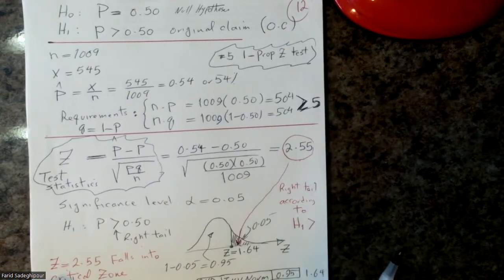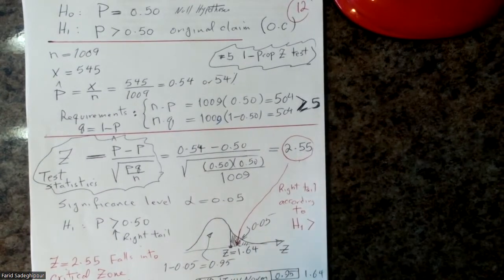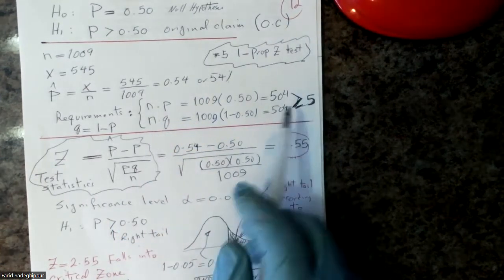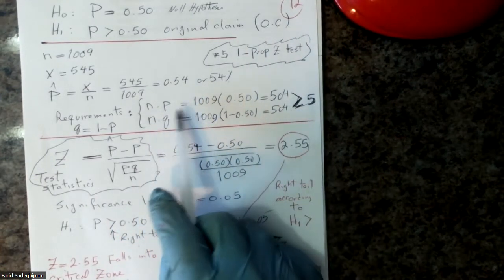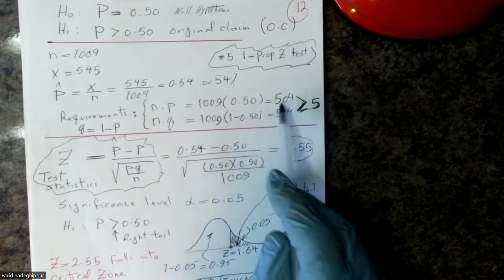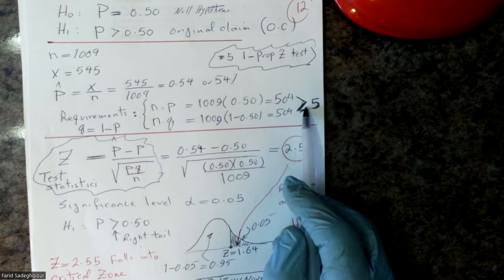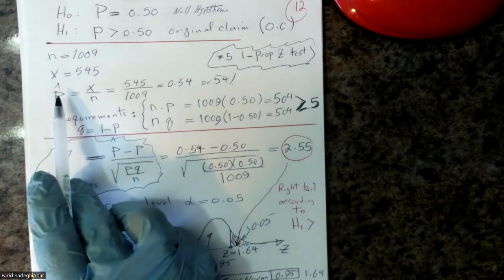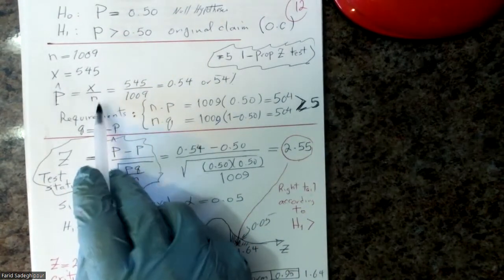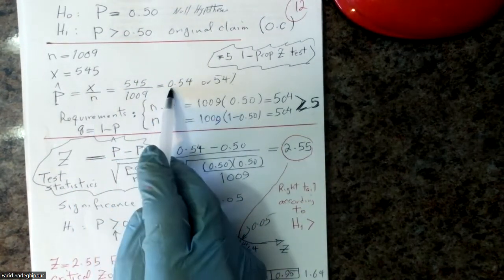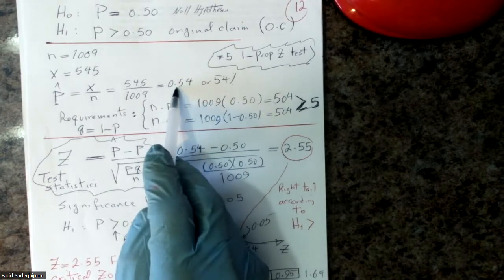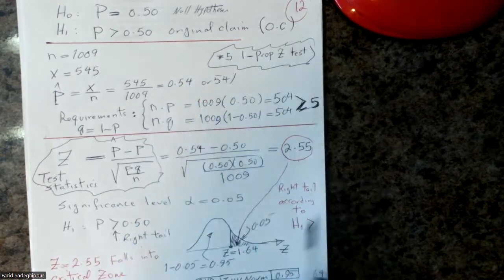First, we have to check the requirement. The requirement is that n times p and n times q both must be at least 5. We have the value of n as 1009, and the p value is 0.50. So in either case, it is a large number, greater than 5. So we meet the requirement. The formula for p hat, the proportion of the sample, is x over n. X is given in the problem, n is given, so that would give us the value. We already have this value. We didn't really need to calculate it, but you could also do it this way.